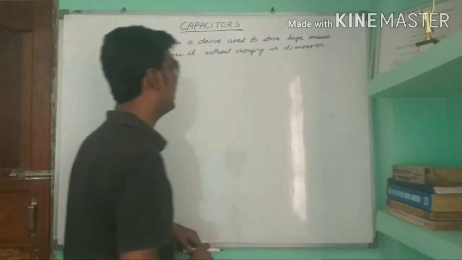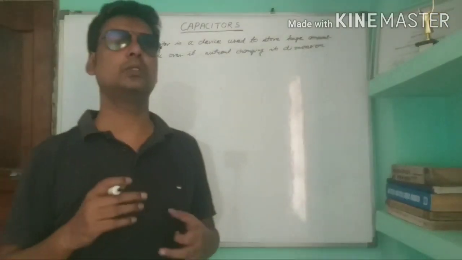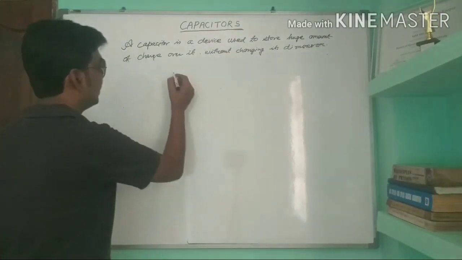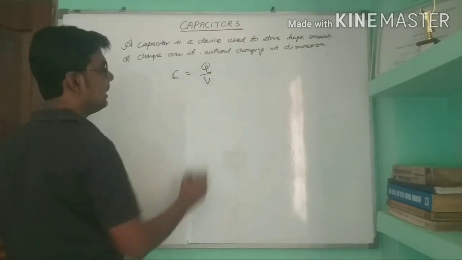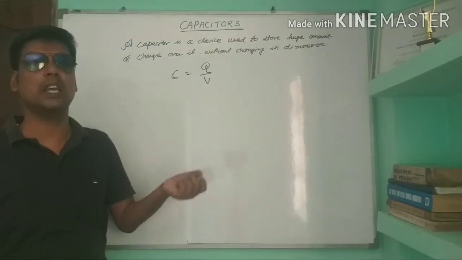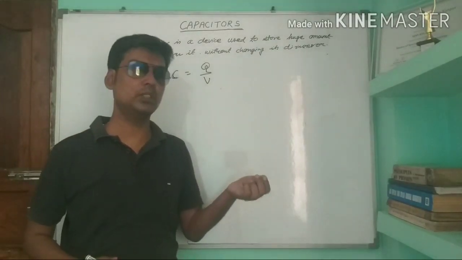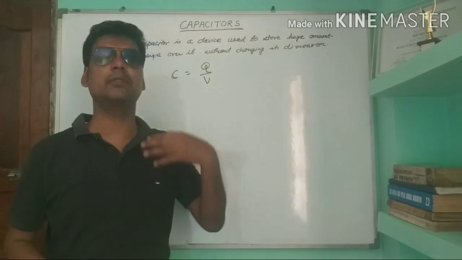So in this way we understood that a capacitor is a combination of two conductors placed very close to each other. The capacitance C is equal to Q by V, and the unit is coulombs per volt, and that coulomb per volt is known as farad. The most commonly used units are microfarad and also picofarad and sometimes nanofarad.